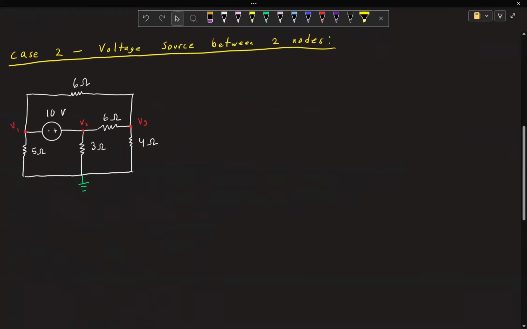Now next we have case 2. And this is when you have a voltage source between two nodes. So here you can see this 10-volt voltage source is now between V1 and V2. So here we're actually going to need to use what's called a supernode. So before we do that, let's first define our currents as always. So I'm just going to go ahead and do that real quick.